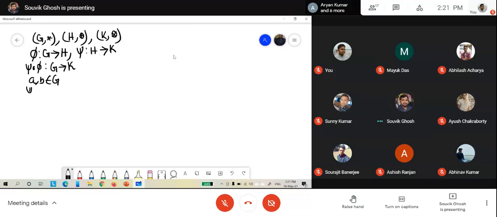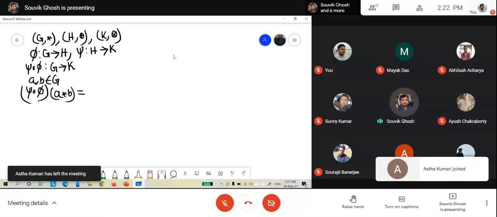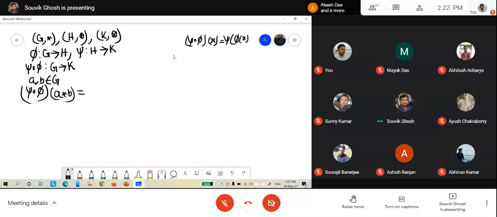So this is psi composition phi. We are applying this on A star B, since A and B belong to G. By the definition of composition function, we know psi composition phi of X is equal to psi of phi of X.